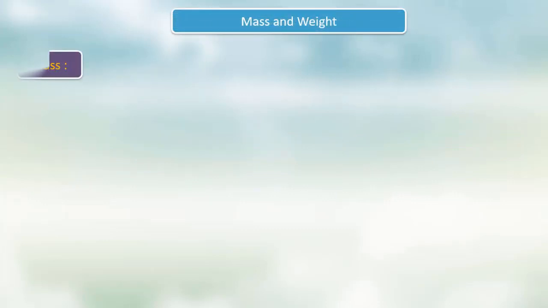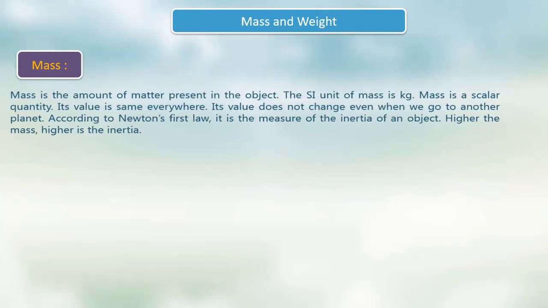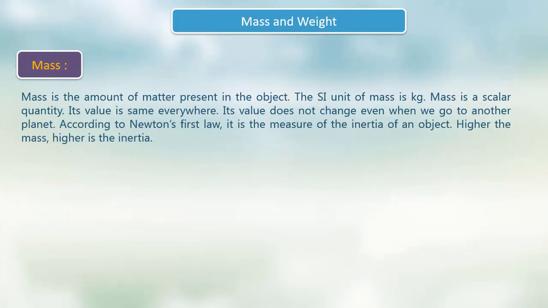Mass and weight. Mass. Mass is the amount of matter present in the object. The SI unit of mass is kg. Mass is a scalar quantity. Its value is the same everywhere. Its value does not change even when we go to another planet. According to Newton's first law, it is the measure of the inertia of an object. Higher the mass, higher is the inertia. Weight.